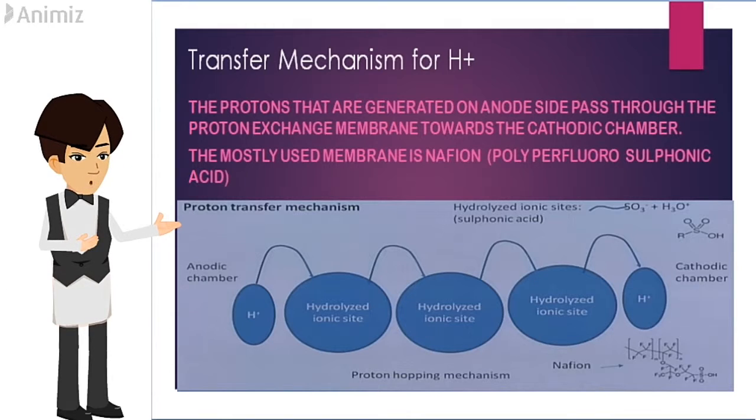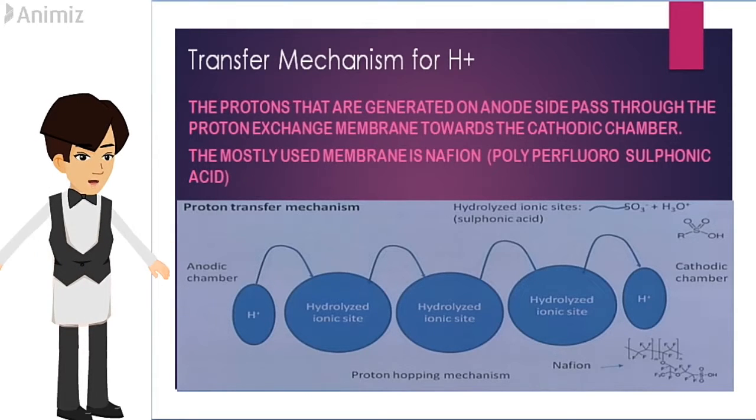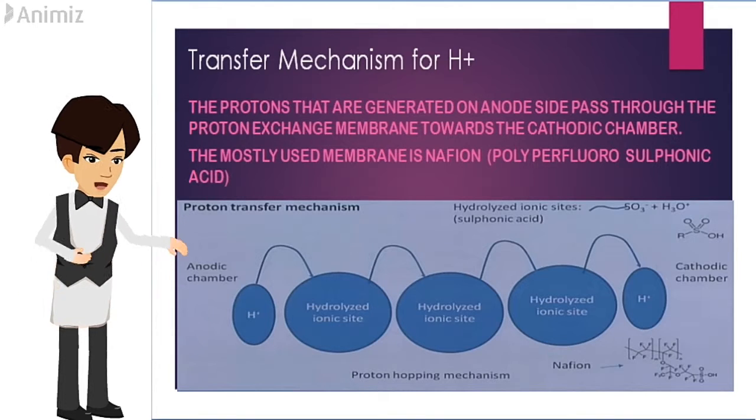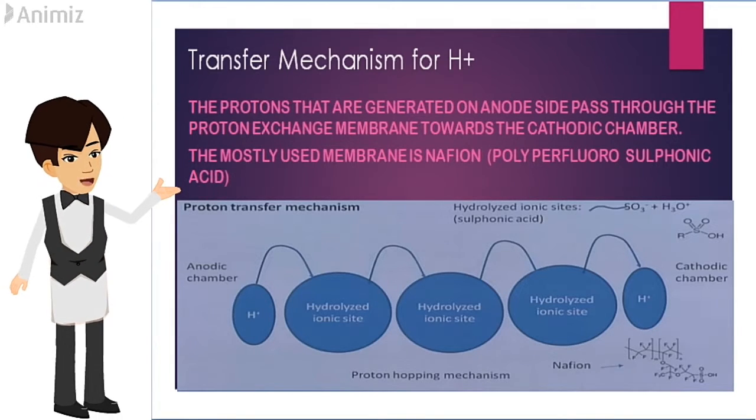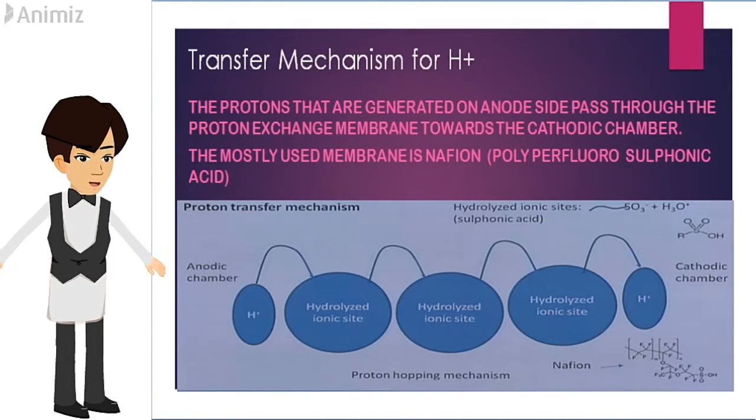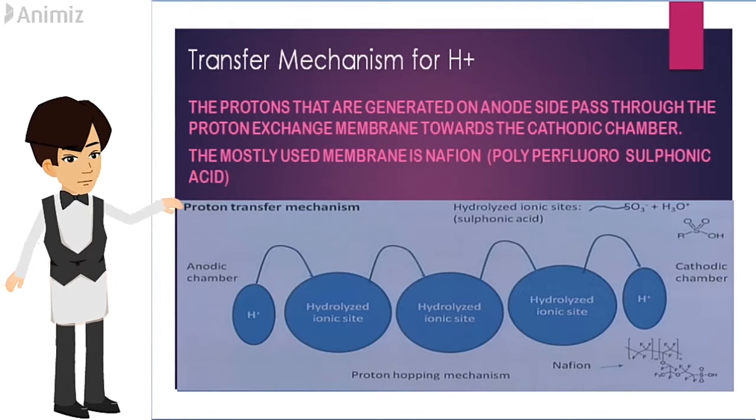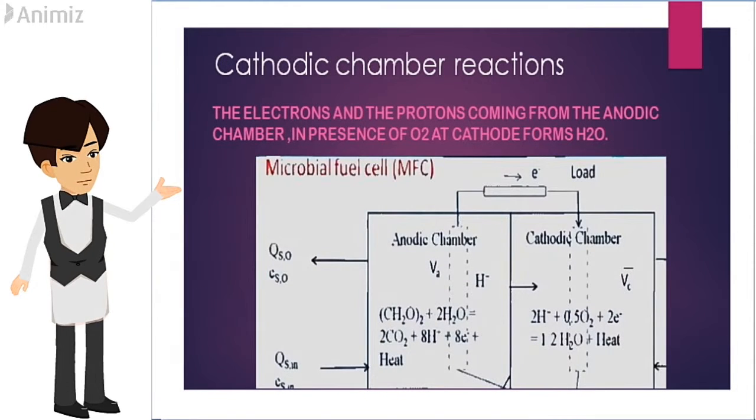Now let's discuss the proton transfer mechanism. The protons that are generated at the anodic side are passed through the proton exchange membrane. The most commonly used membrane is Nafion, which is also known as polyperfluorosulfonic acid. As shown in the figure, Nafion contains sulfonic acid groups which are converted to SO3- on hydrolysis and form H3O+. The reaction is also shown. This H3O+ will move to another hydrolyzed ionic site and H+ will be added to the SO3-, and the process is repeated continuously. Our next topic is cathodic chamber reactions.